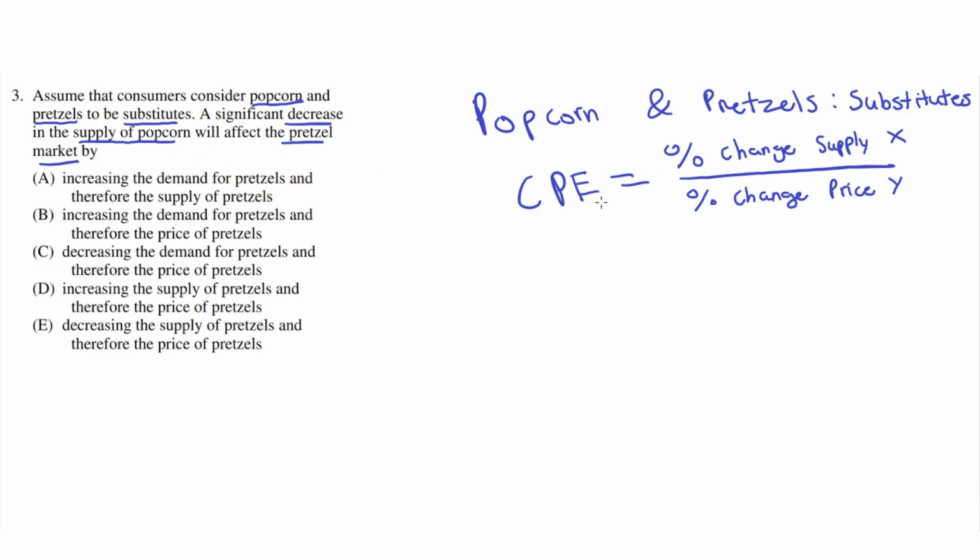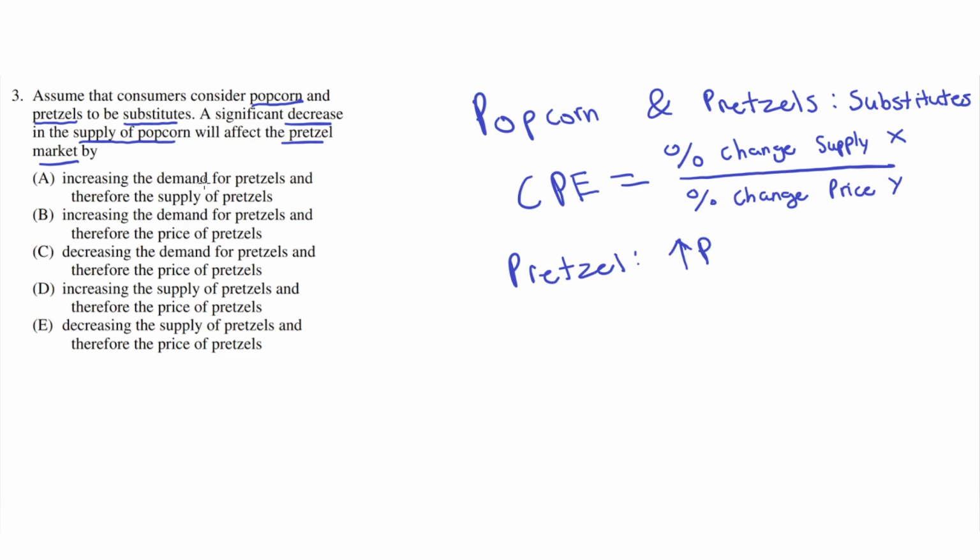So as before, the relationship between a substitute good and cross-price elasticity is that this cross-price elasticity will always be positive. Therefore, a decrease in the supply of popcorn will lead to an increase in the price of pretzels. So we know that in the pretzel market, there will be an increase in price of pretzels. So let's look at the answer choices to start eliminating some choices.